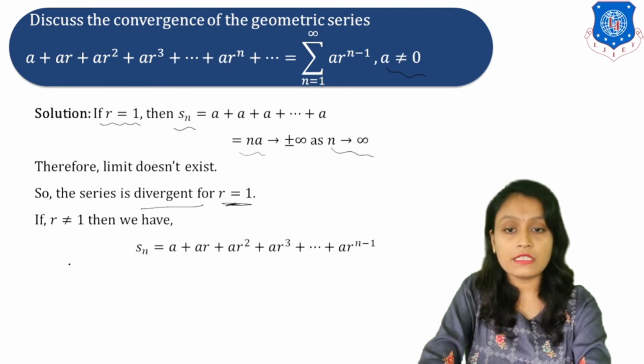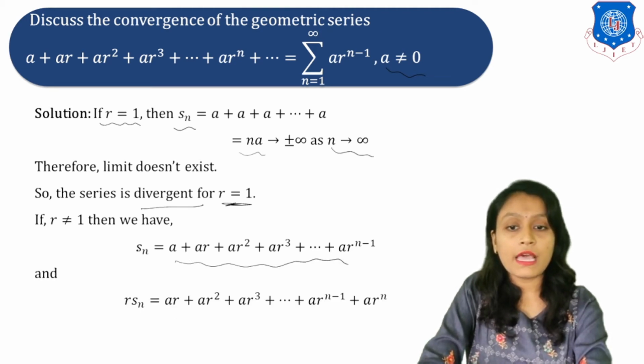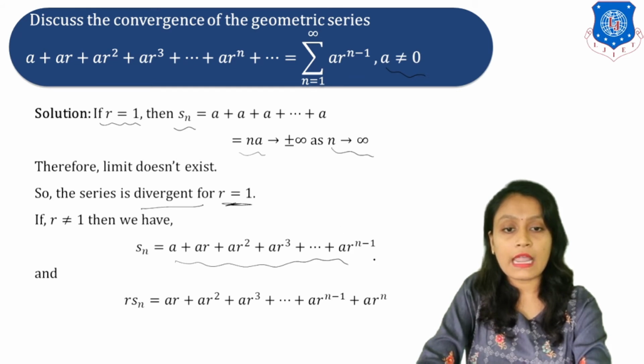So what we have is Sn, that is a plus ar square plus ar cube plus up to ar raised to n minus 1. Okay, so this is the partial sum of the first n terms. Now we will multiply r with this Sn. So you will get ar plus ar square plus ar cube and so on, up to ar raised to n minus 1 plus ar raised to n. If you multiply r here, you will get the last term as ar raised to n.